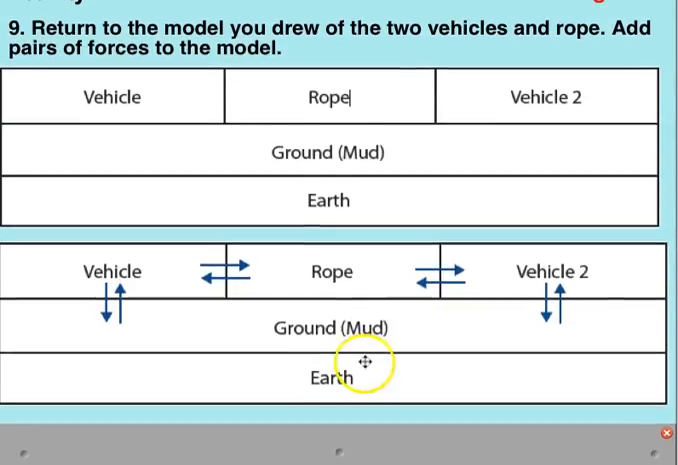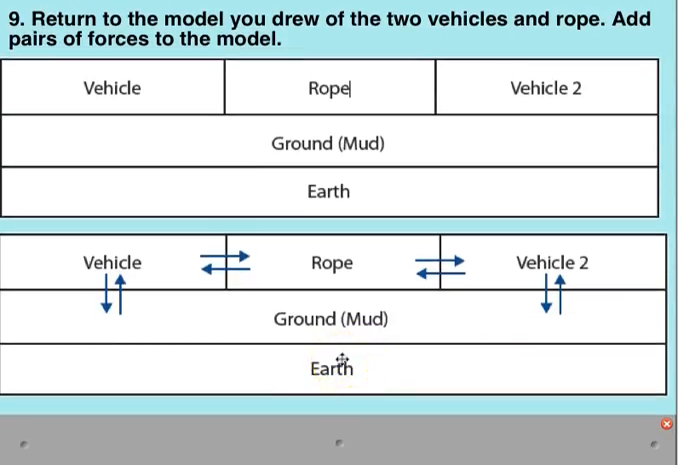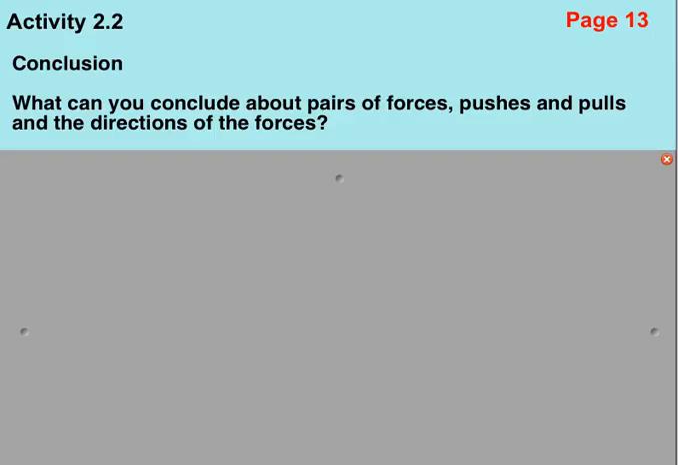Now you might say, how about the earth? We haven't gotten to the earth. These are all contact forces, forces that are in contact with each other. But when we talk about the earth, we're going to be talking about gravity and non-contact forces, or forces that act at a distance. So what can you conclude about pairs of forces, pushes and pulls, and the direction of forces? Let's go ahead and pause the video and answer that question.